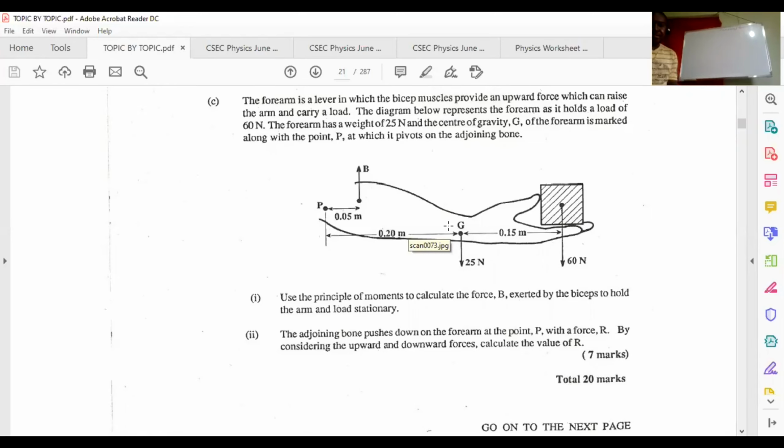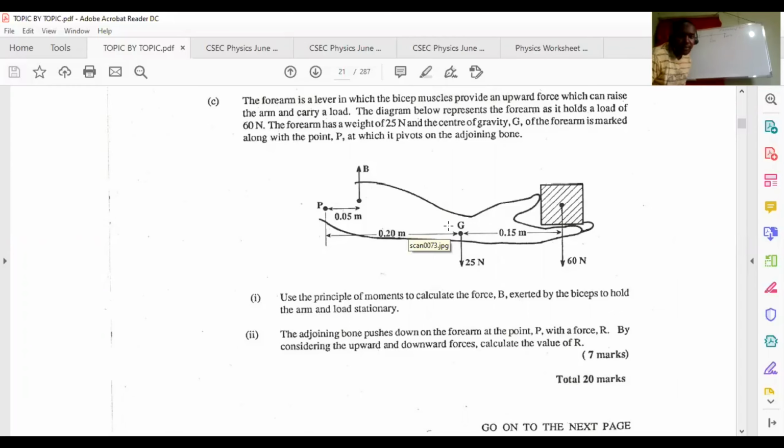Remember the first thing is to remove all unnecessary things from our diagram. So again, we're going to start off with just a straight horizontal line and add in our things. We have our load here, which is 60 newtons. And then we have point G, which is a downward force of 25 newtons. And then we have B, which is an upward force, and point F, which is our pivot point. So F there is our pivot.